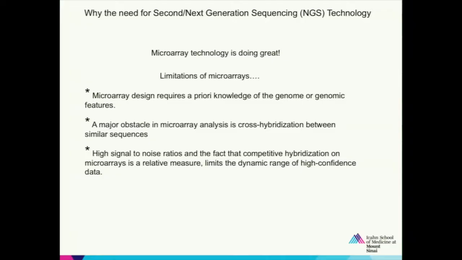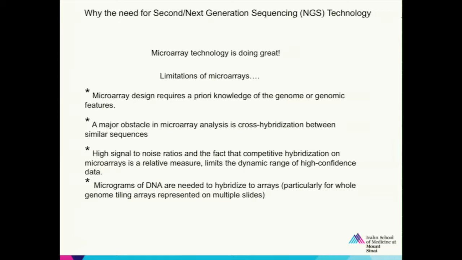So high signal to noise ratio, because of how much probe you add, bound, unbound probe. Too much, if you add too much, then it becomes a problem, right? It all depends on the pipetting, how good the person does the pipetting, how patiently one does. And then micrograms of DNA are needed. You need to have the micrograms of DNA.